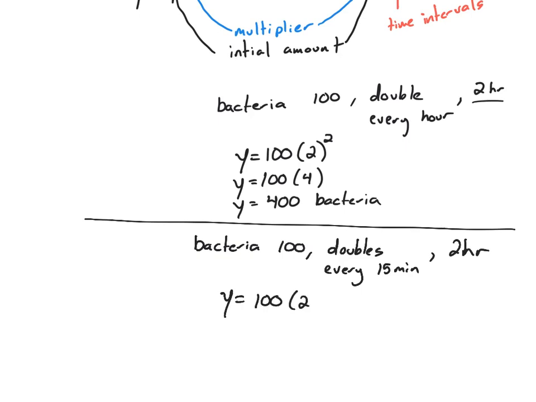We're still doubling, but how many time intervals do I have? If I'm talking about 2 hours and it doubles every 15 minutes, how many 15-minute periods are in 2 hours? Well, in 1 hour, we know there are 4 15-minute periods. So in 2 hours, we have a total of 8. So my exponent would be 8. And then you would solve that. So this isn't just necessarily how many hours we're talking about, it's how many time periods.